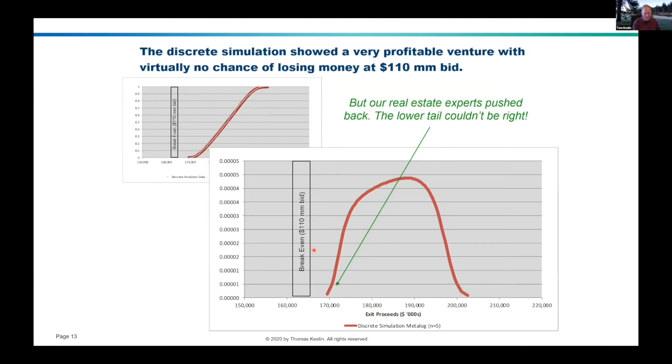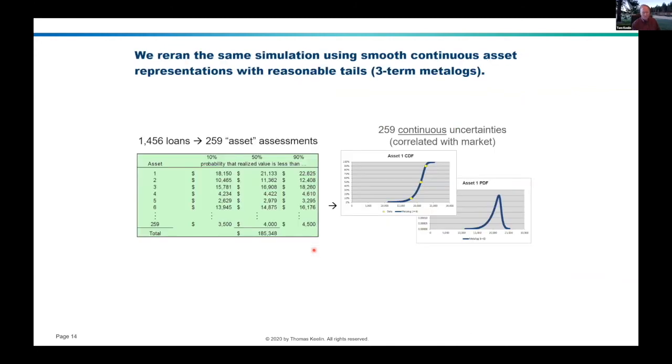Then, after some hemming and hawing and trying to figure out what was wrong with all this, we proceeded to do the analysis with a precursor of the metalog distribution, which would run through these 10, 50, 90 points exactly, but also which had reasonable tails as well. And if you did the simulation with 259 of those, you ended up with a completely different picture.